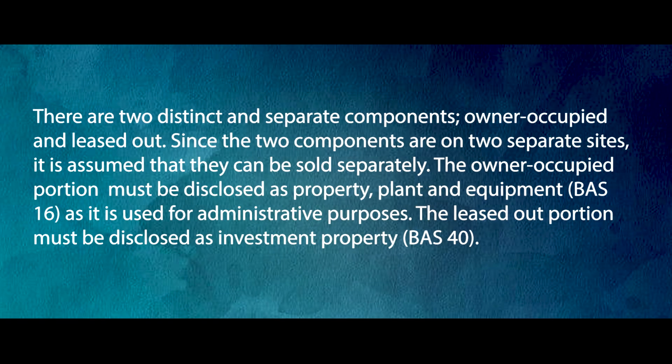It is very simple. There are 2 distinct and separate components, owner-occupied and leased out. Since the 2 components are on separate sites, it is assumed that they can be sold separately. The owner-occupied portion must be disclosed as property, plant and equipment under BAS 16, as it is used for administrative purposes. The leased out portion must be disclosed as investment property under accounting standard BAS 40.